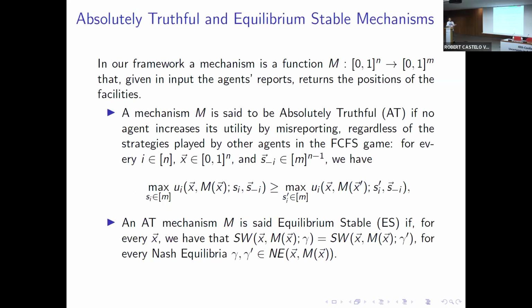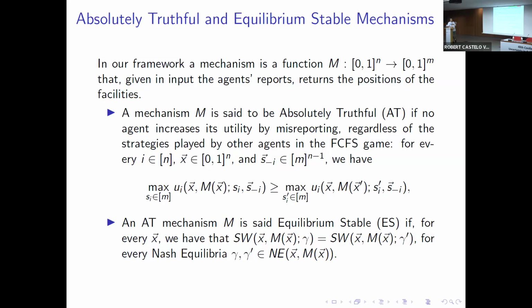So to overcome these issues, we actually introduced two new notions, the first of which is absolute truthfulness, which is, as the name suggests, a stronger version of truthfulness, in which we require that the agent is better off regardless of what the other agents are actually playing. So in this case, you have that your maximum utility, which is your best response, like this is the strategy of the agent Xi.